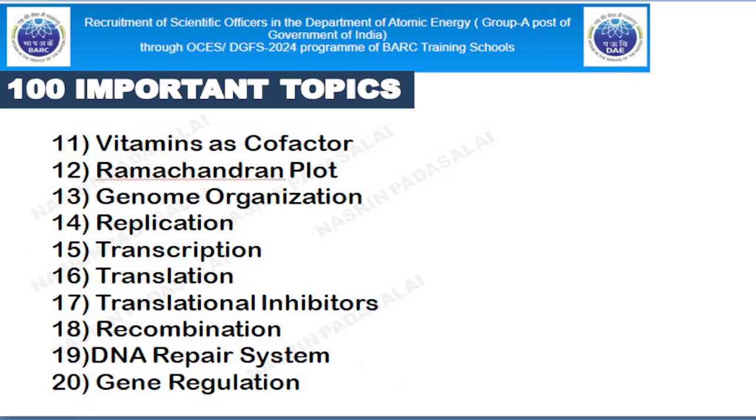Next is vitamins. You need to study all the vitamins and also their functions, because many vitamins play a role as cofactors. So you need to know the function, and in which particular pathway that particular vitamin is acting as a cofactor. Next is the Ramachandran plot.